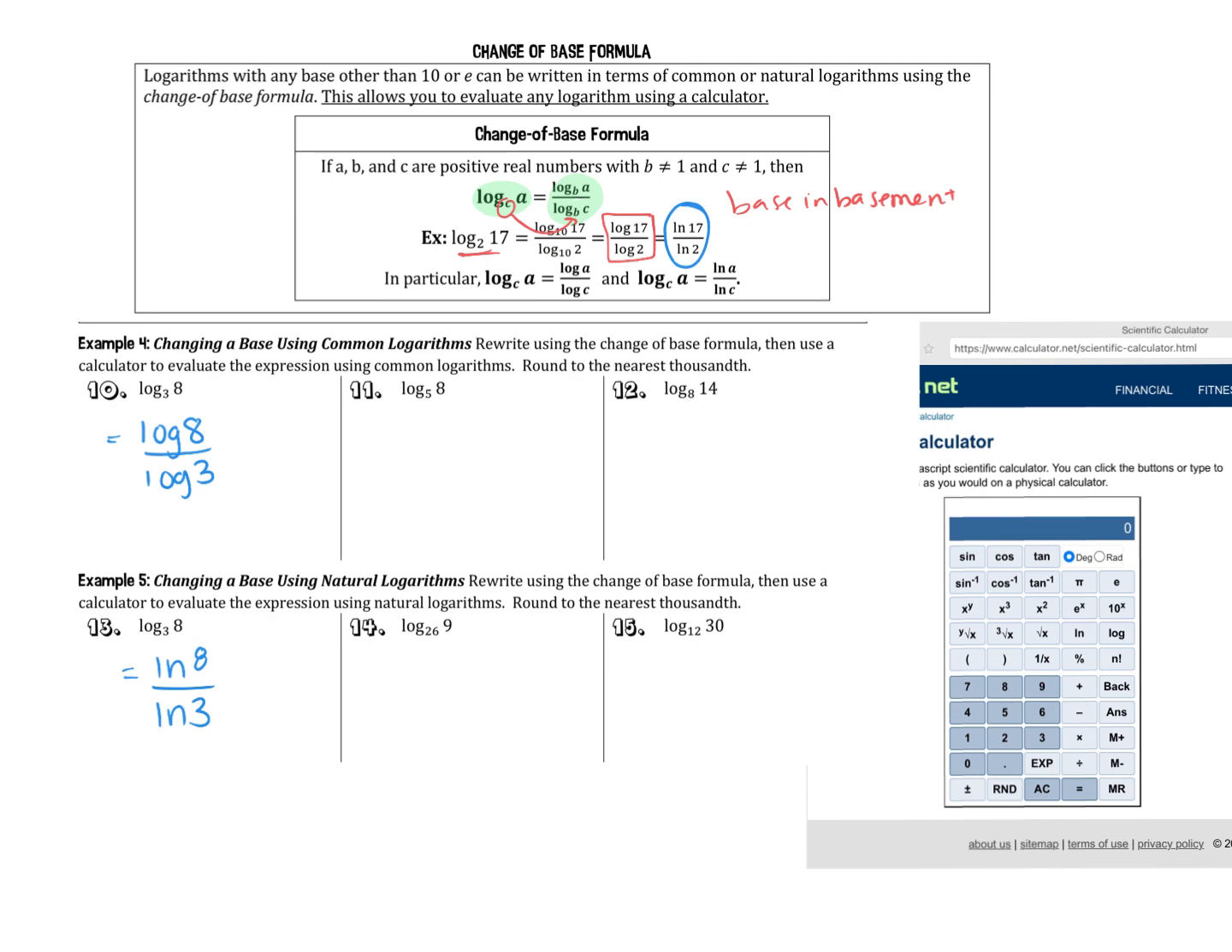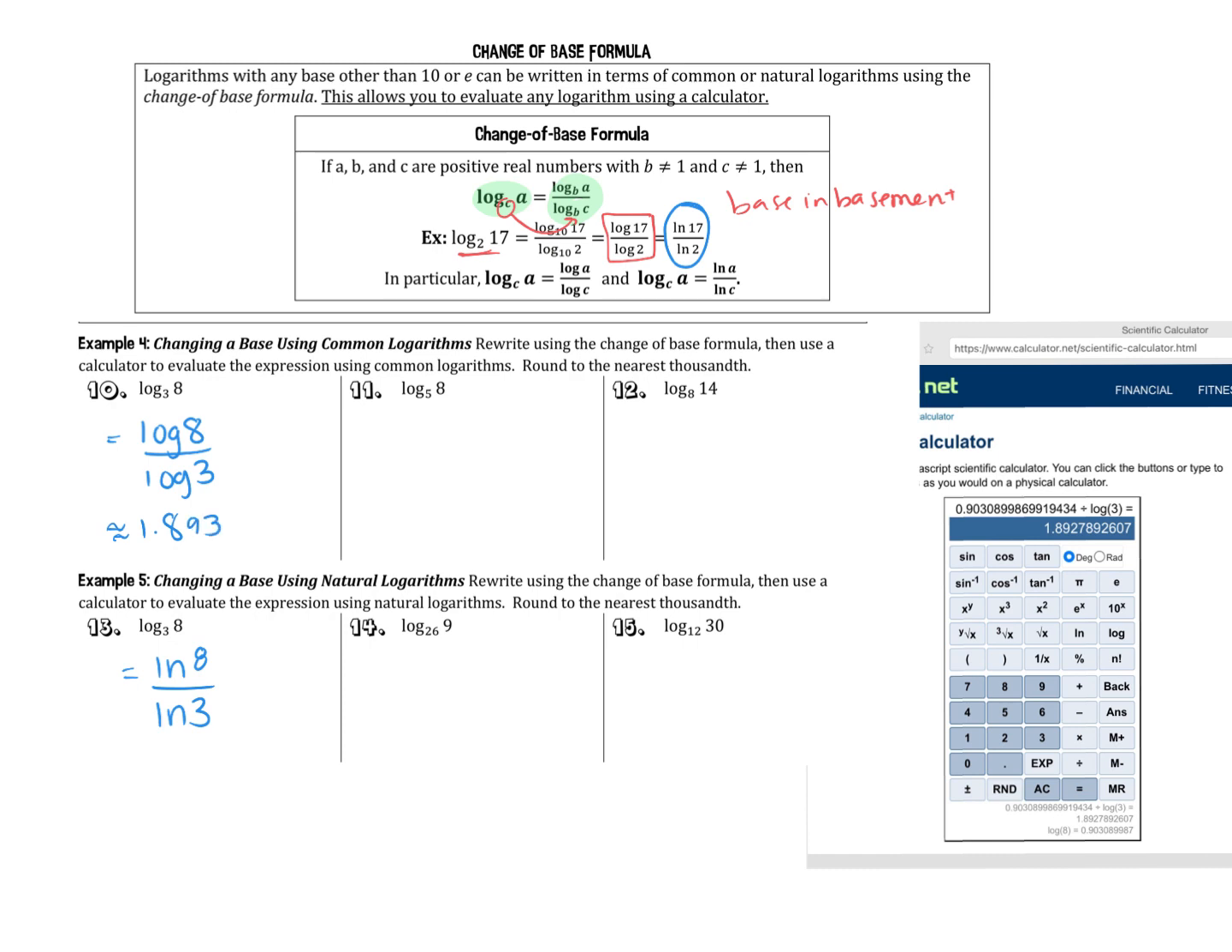So now let's grab the calculator and let's actually see what happens when we are doing that. If I hit log of 8, and then divide that by log of 3, that's going to give me 1.89279. So let's just call that approximately 1.893.